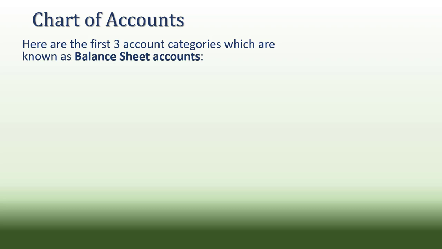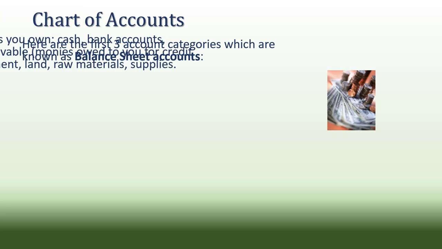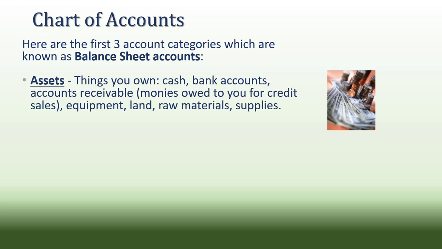So we're going to talk about the first three accounts, which are our balance sheet accounts. The first account is assets. This is things that you own, such as cash in the bank, anything that's owed to you for credit sales, any equipment or land that you own, any supplies, raw materials, anything like that is considered assets.